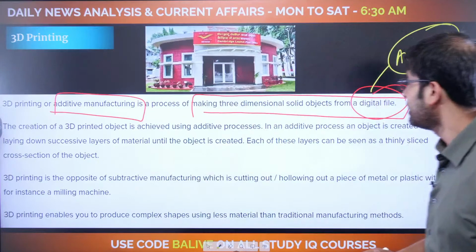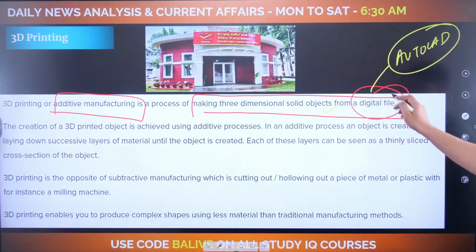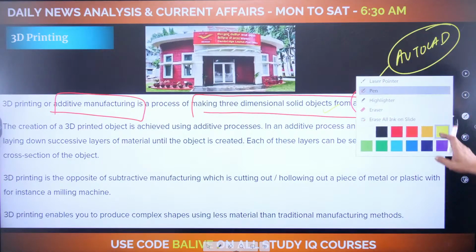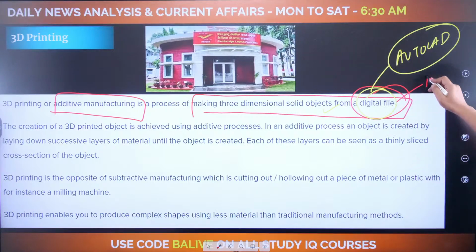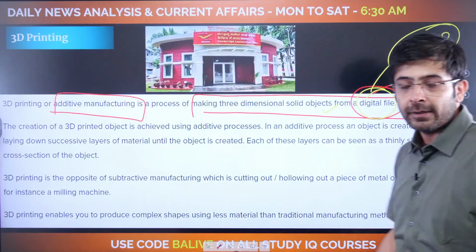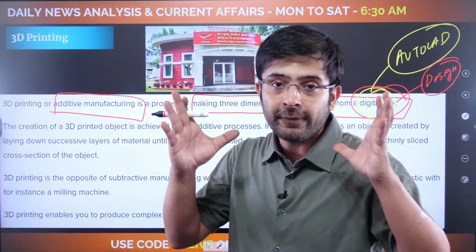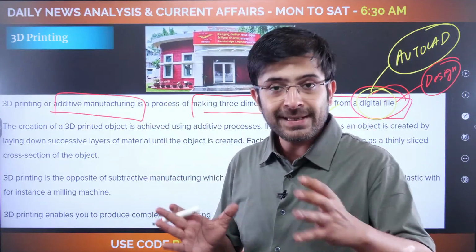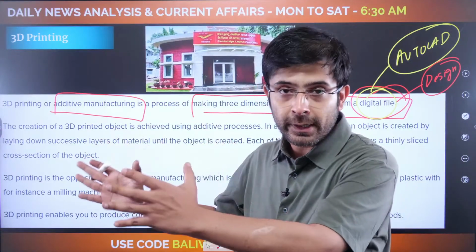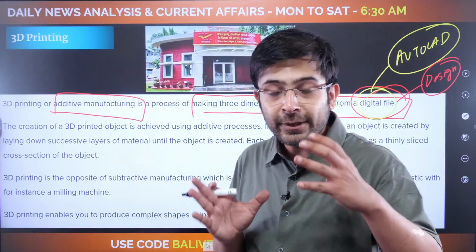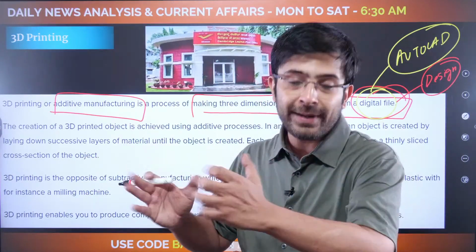Let's understand this. It makes 3-dimensional solid objects from a digital file, which means obviously you are going to create and design a particular file. You are going to have a proper design. Just like when you print on a printer, you have a particular file, or a photo, or some sort of table. The same concept has to be extrapolated to 3D printing also: you need to have something designed which you want to print.